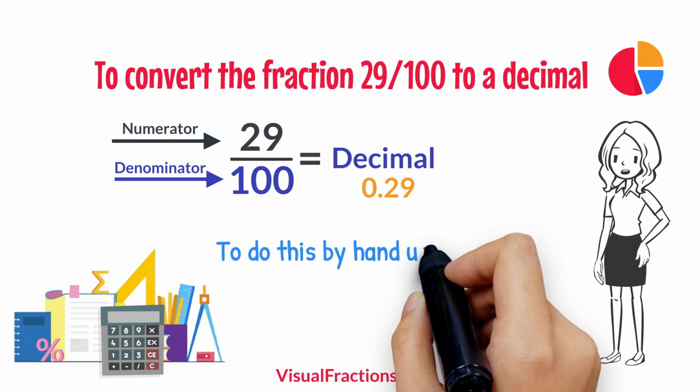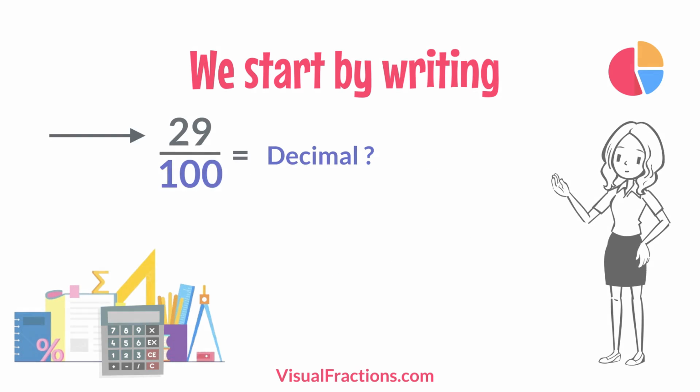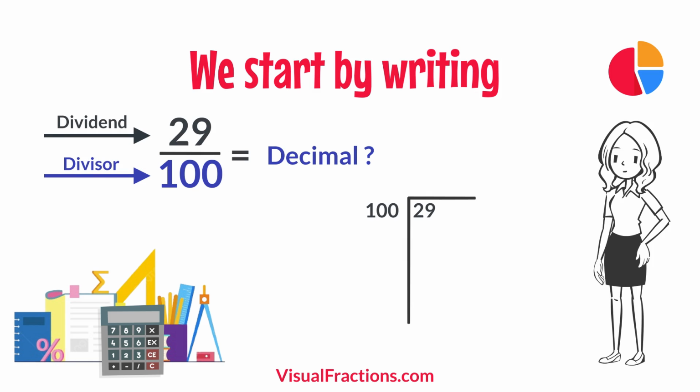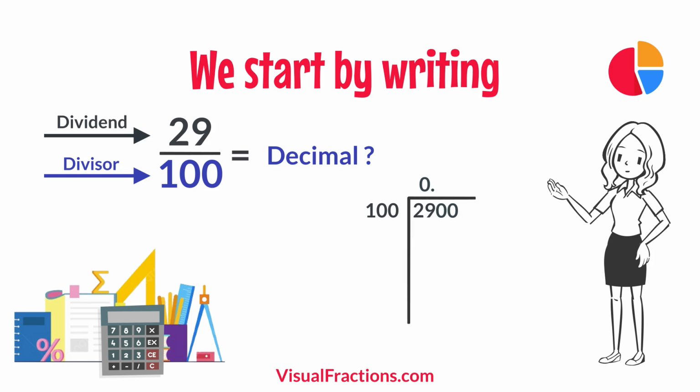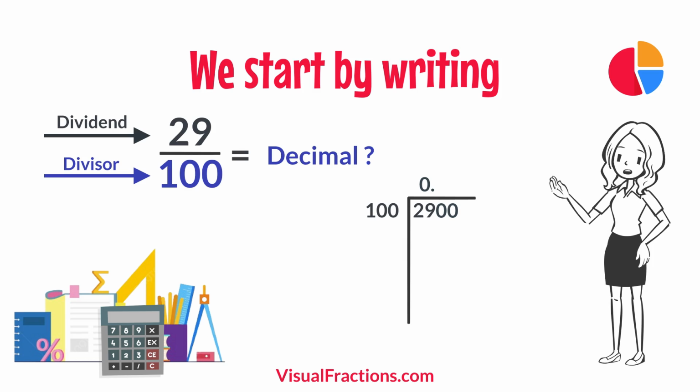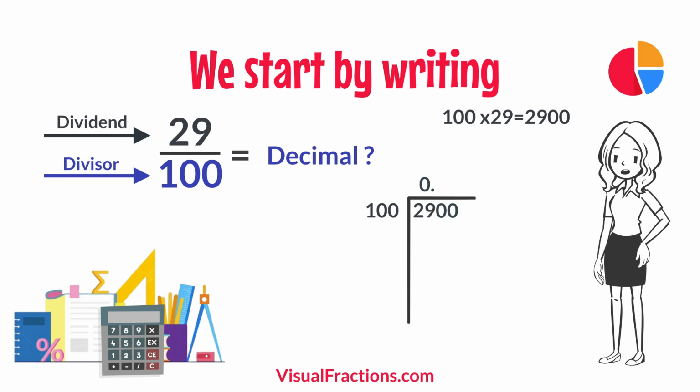To do this by hand using long division, we start by writing 29 as the dividend and 100 as the divisor. Since 100 doesn't fit into 29, we add a decimal point in our answer and append 2 zeros to 29, making it 2,900. How many times does 100 go into 2,900? Exactly 29 times. We write 29 after the decimal point in the quotient, making it 0.29.